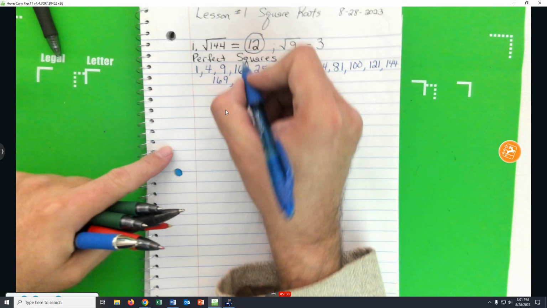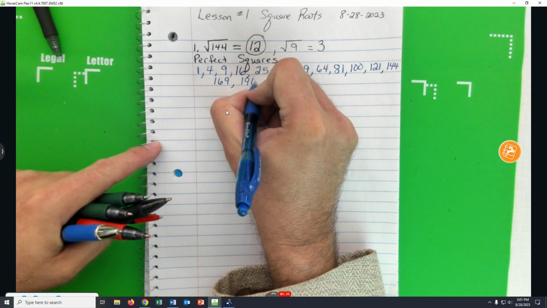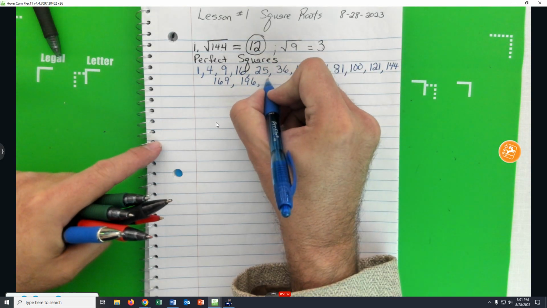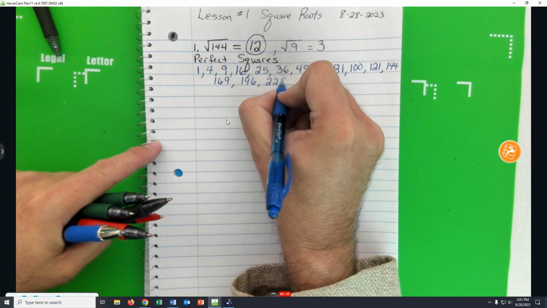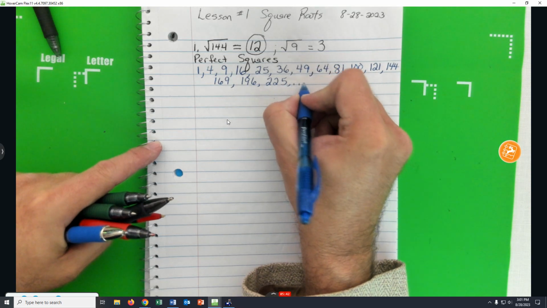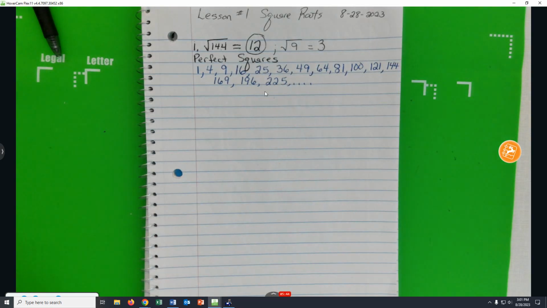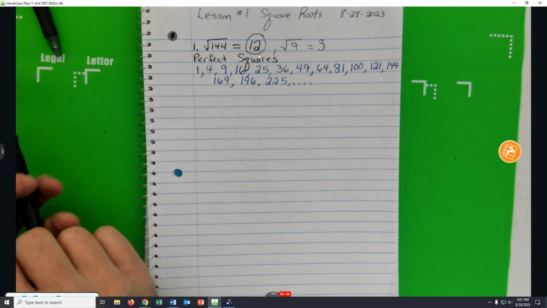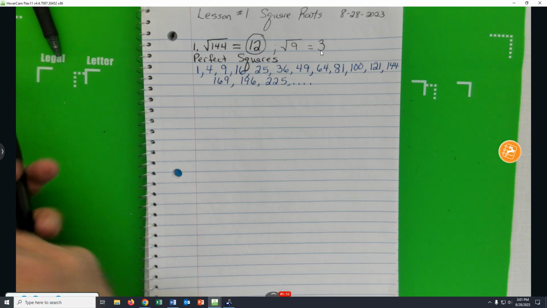And 15 times 15. 225. And you see, this goes on forever, so we'll just stop at 225. But these are perfect squares. These are the numbers whose square roots can be expressed as whole numbers.